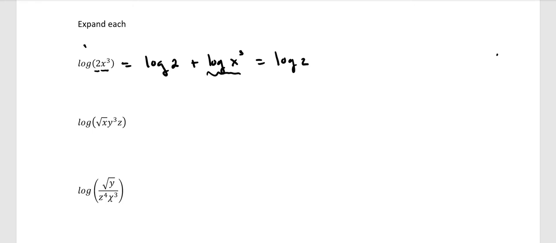However, this can be simplified some, or I guess let's say rewritten using rule number 1. This power here can be written out front. So this is equal to 3 times log x. That's about all we can do with that. That is now expanded. All right, next example.